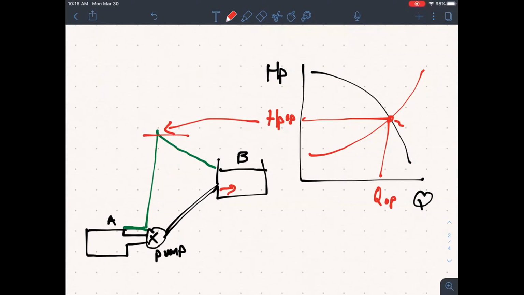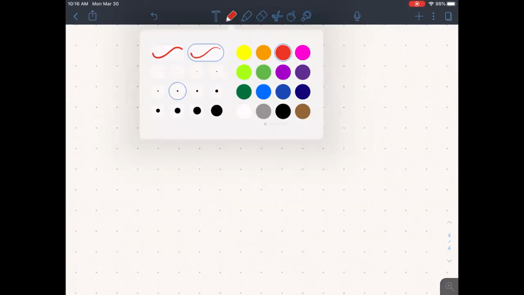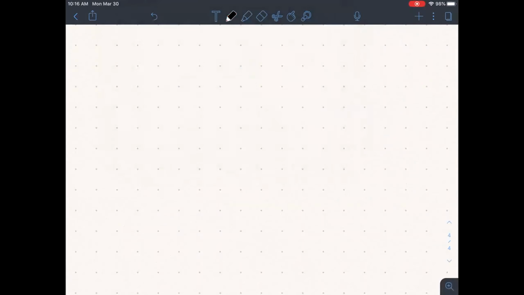Now let's look at what happens when we do more than one pump, and we will start with pumps in series. So now we've got our little reservoir, and we've got two pumps in series, and then they pump up to the next reservoir.